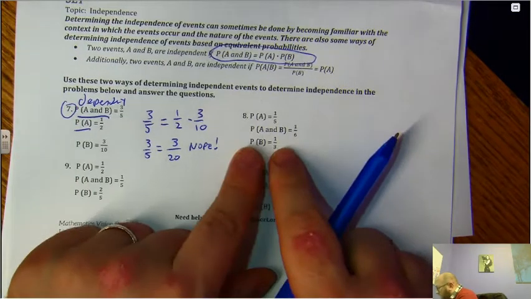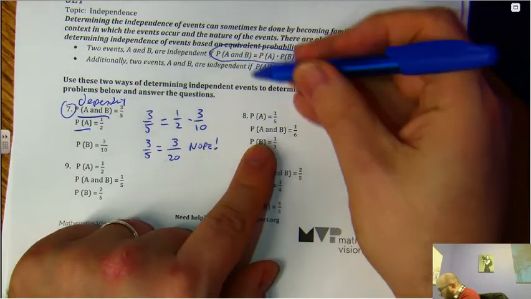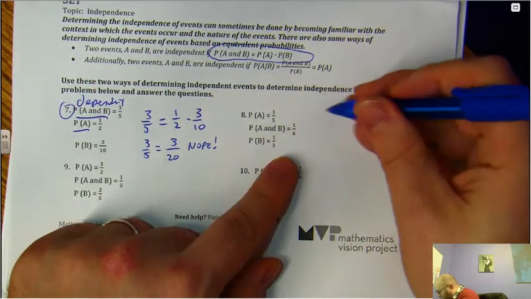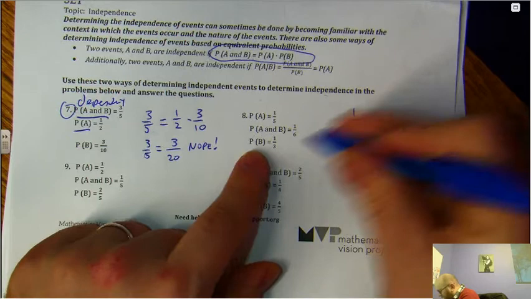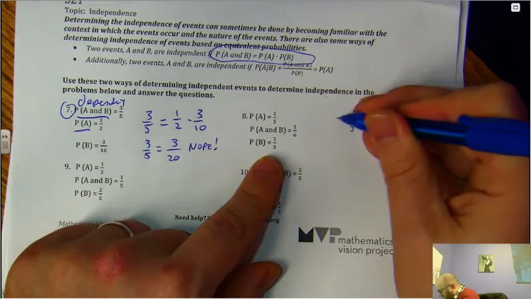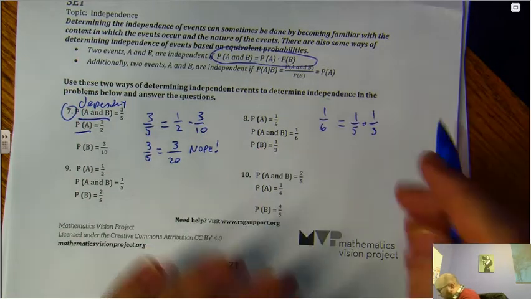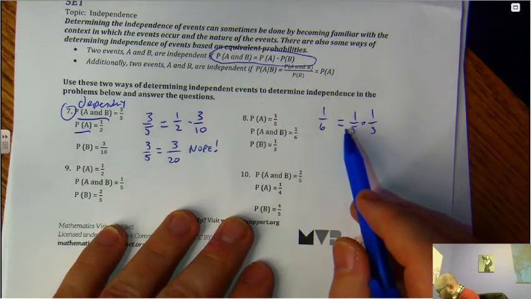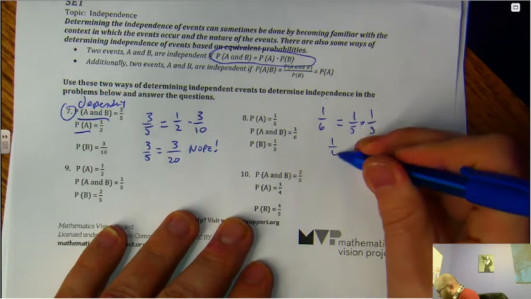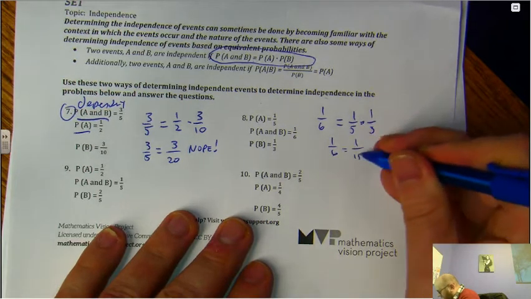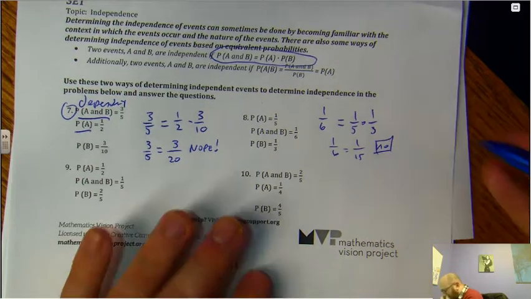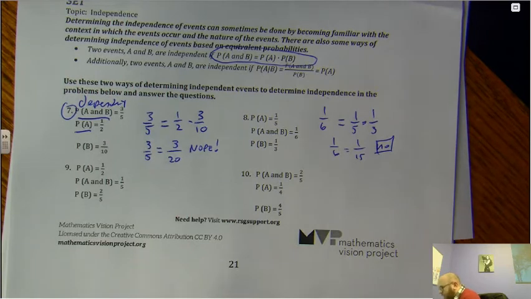Okay, do the same thing here. Probability of A is 1/5, so 1/5, probability of B is 1/3. And is that going to equal the probability of A and B, 1/6? Okay, so this is going to be 1/6 equals 1/15. No, doesn't work. Doesn't work for that one.